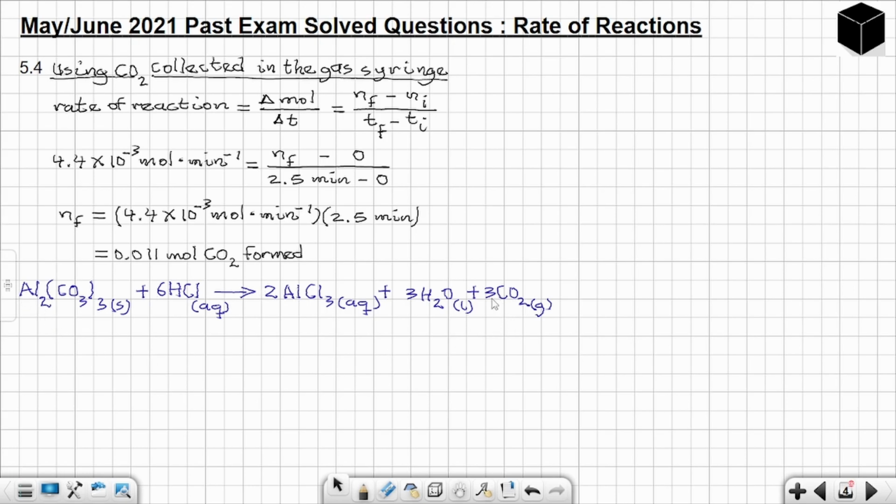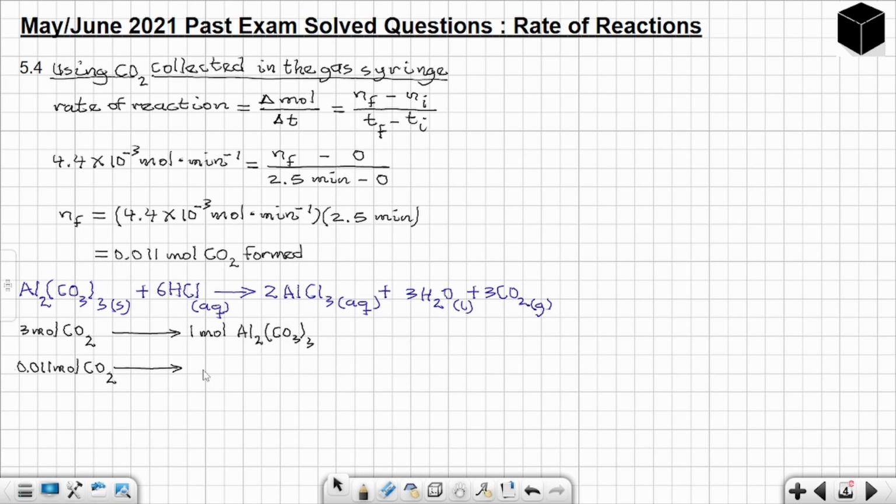Okay, so for 3 moles of carbon dioxide, can you see you have 3 there? 3 moles of carbon dioxide is equivalent to 1 mole of aluminum carbonate. Can you see that there is an invisible 1 there? So for 3 moles of carbon dioxide formed, 1 mole of aluminum carbonate is used up. So 0.011 mole of carbon dioxide is equivalent to what? We want to find the number of moles of aluminum carbonate in the 2.5 minutes.